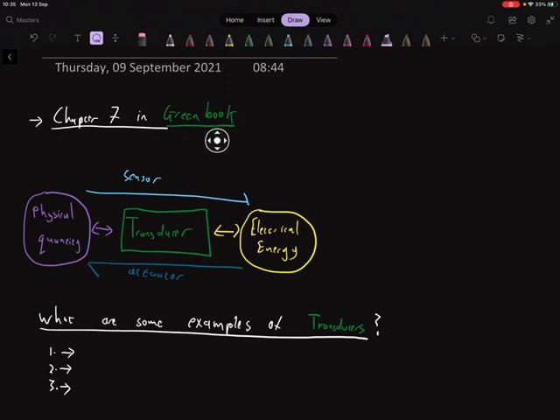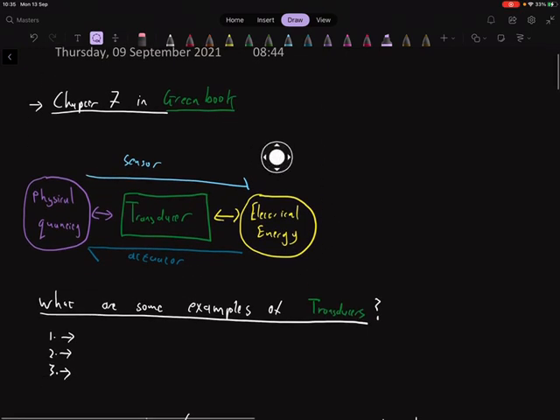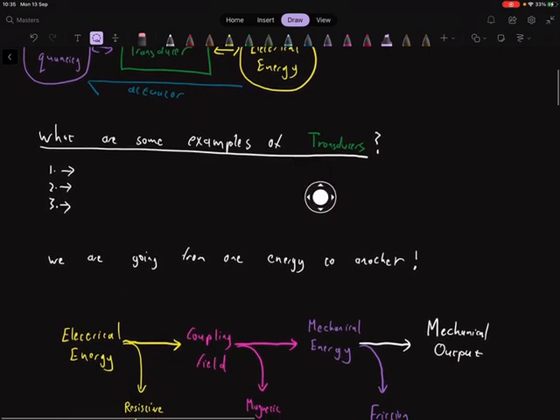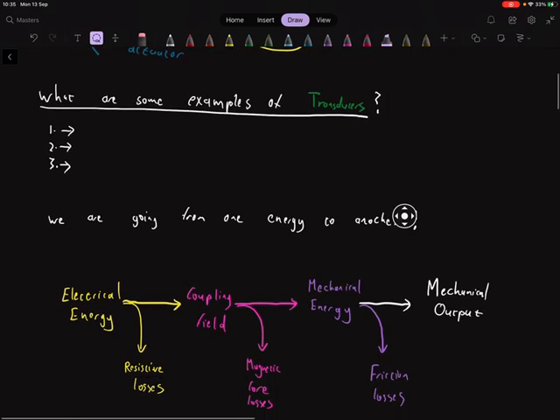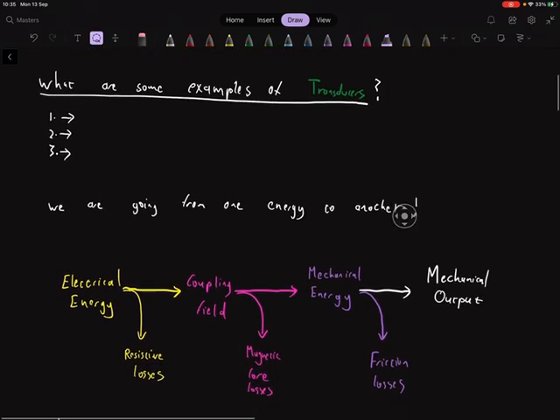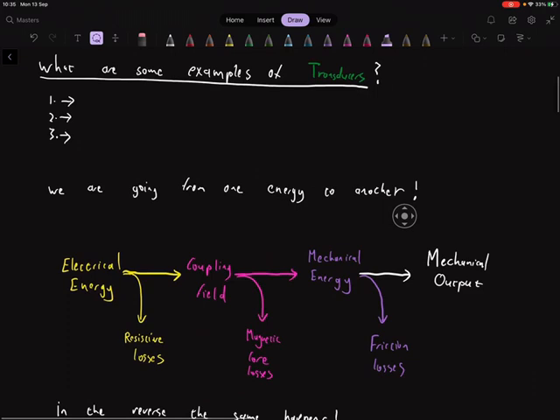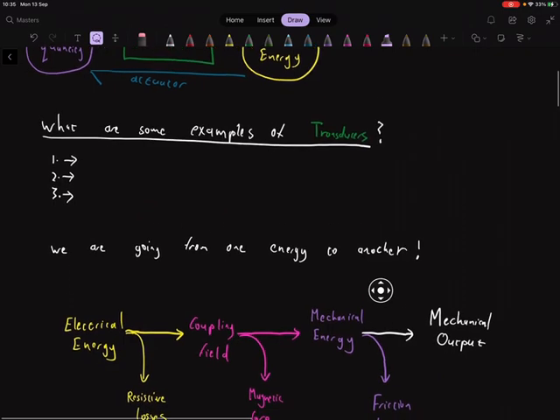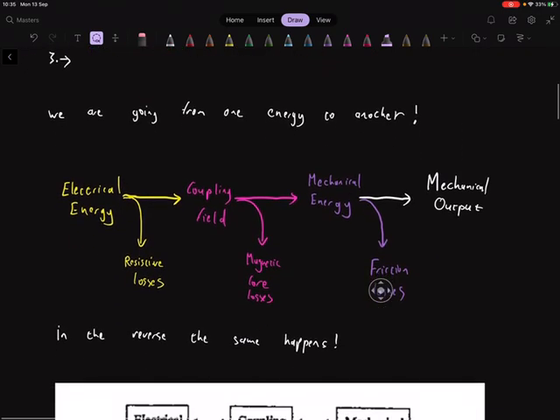This is obviously chapter 7 in the Green Book. We're dealing with transducers, which are the interaction between electrical energy and physical, mechanical outputs. In the one way it's a sensor, and in the reverse way it's an actuator. You can give examples of transducers like solenoids, a microphone or a speaker, which are very similar. That shows this forwards and backwards really well, because they're pretty much the same thing.